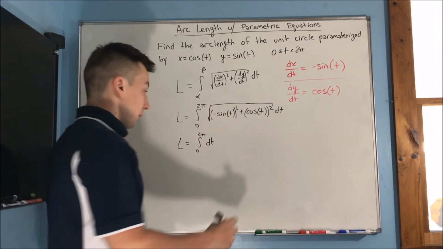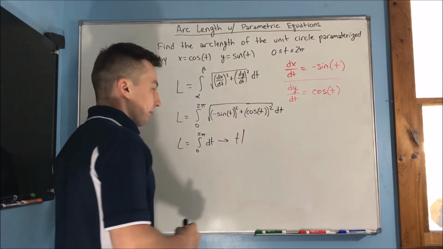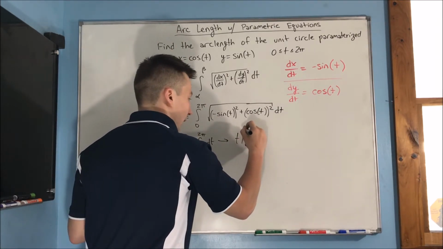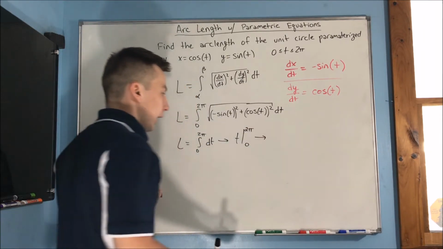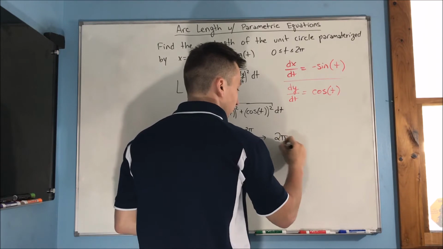Alright, and integrating there, that's a pretty hard one, I guess. We get t evaluated from 0 to 2 pi, and that just ends up being 2 pi.